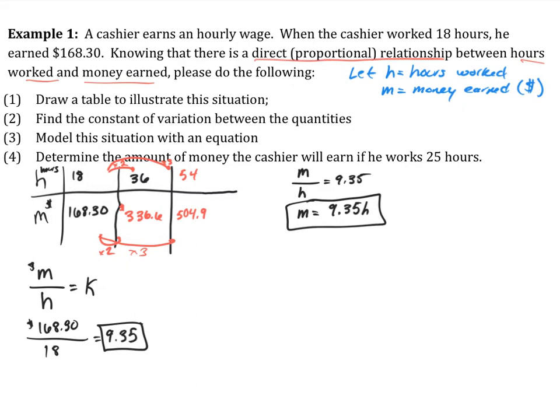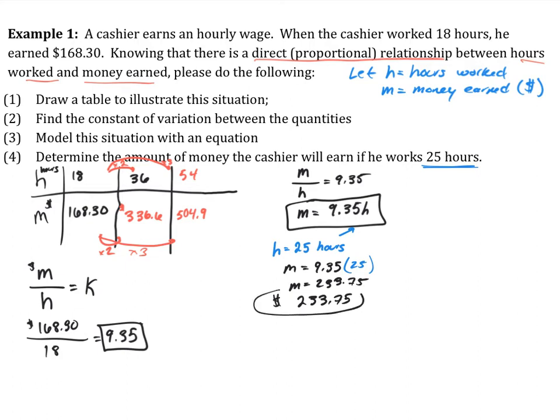So let's address this final question. Determine the amount of money the cashier will earn if he works 25 hours. So in that instance, I know H is equal to 25 hours. So if I plug that into my formula, I will get M equal to 9.35 times 25, right? And if you take that product, you will get M is equal to 233.75. So $233.75.